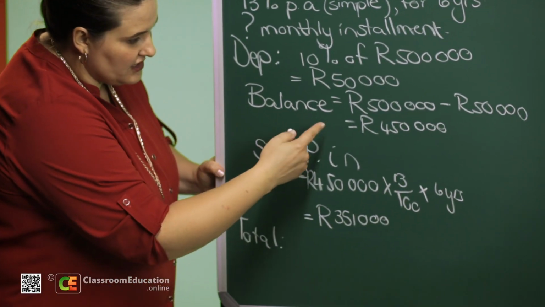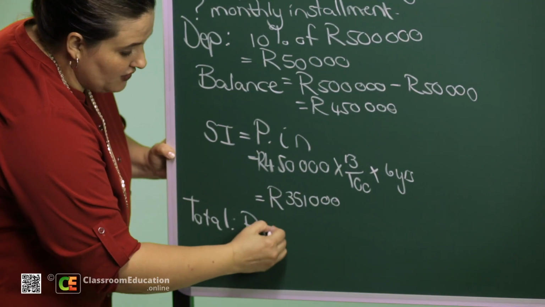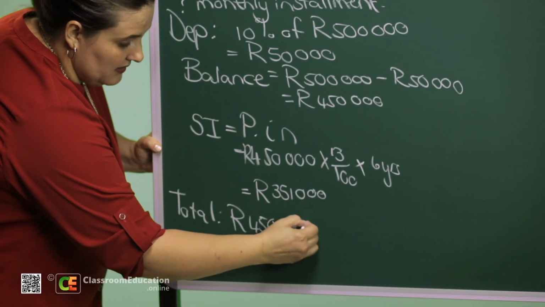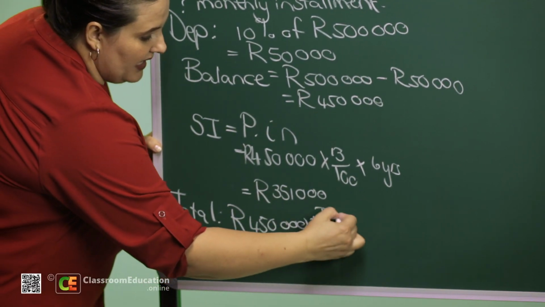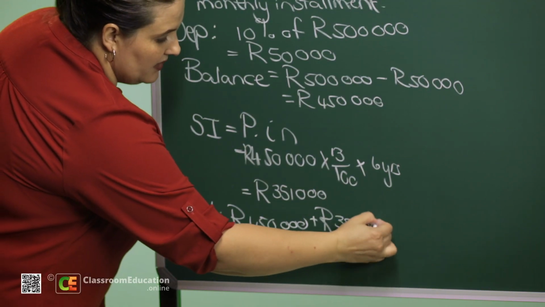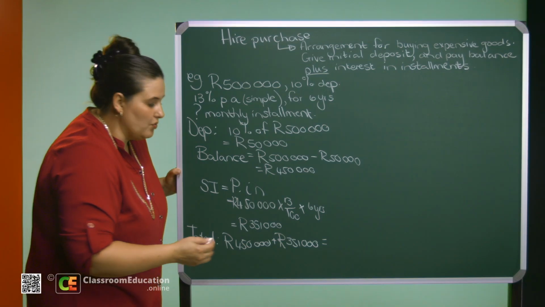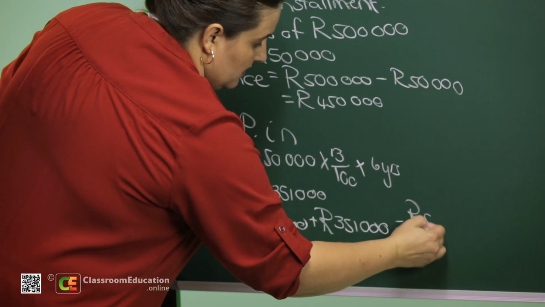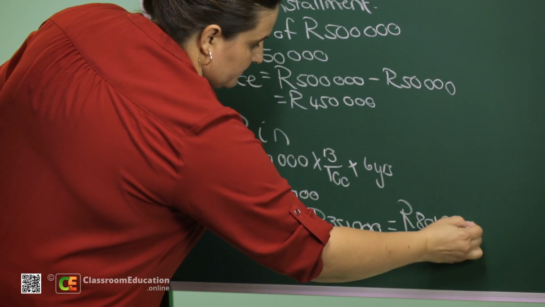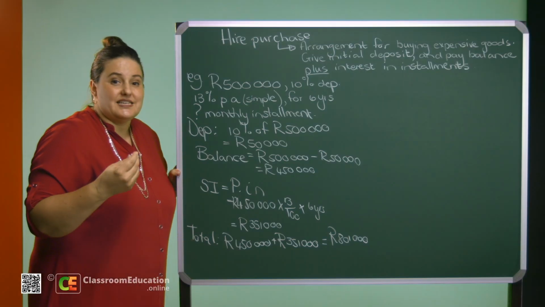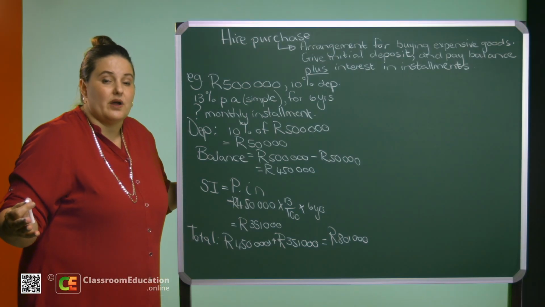So in total, what do you owe them? In total, you still need to pay the 450,000 plus the 351,000. So it gives you a value of 801,000. It's a huge amount. So for 6 years, in total, the 801,000.